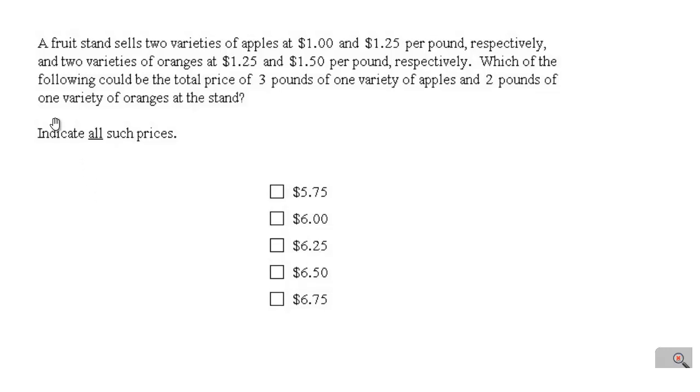All right. A fruit stand sells two varieties of apples at $1 and $1.25 per pound, respectively, and two varieties of oranges at $1.25 and $1.50 per pound, respectively. Which of the following could be the total price of 3 pounds of one variety of apples and 2 pounds of one variety of oranges at the stand? Indicate all such prices. Now, if you look at this problem, this is a combination problem in a way.